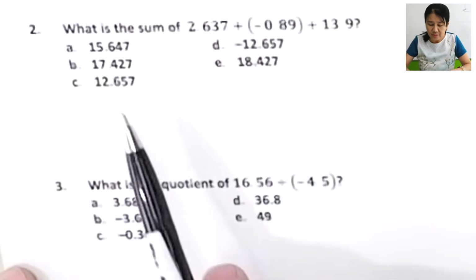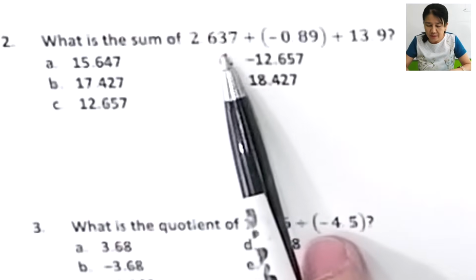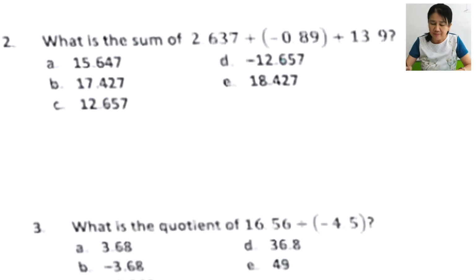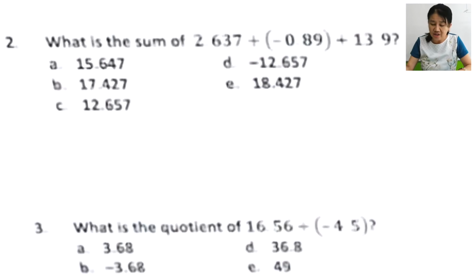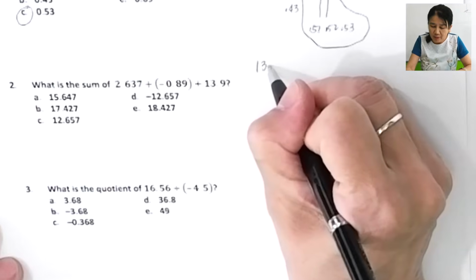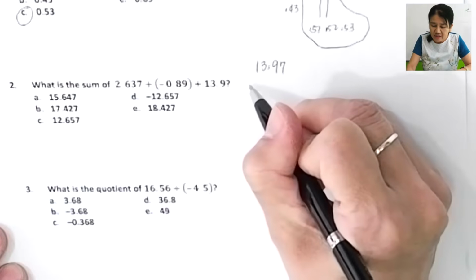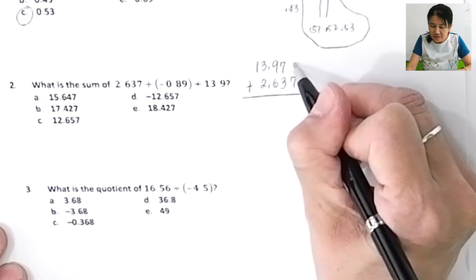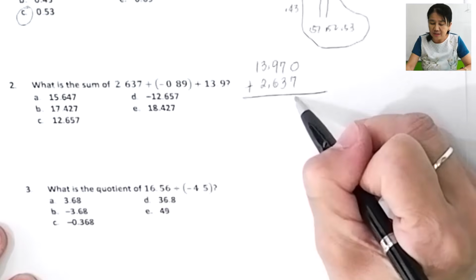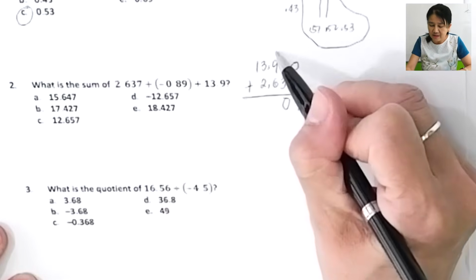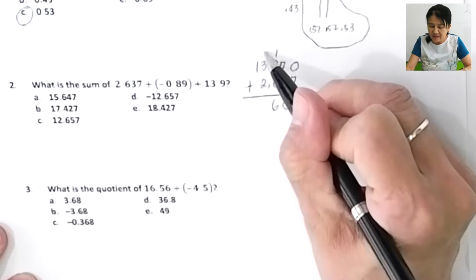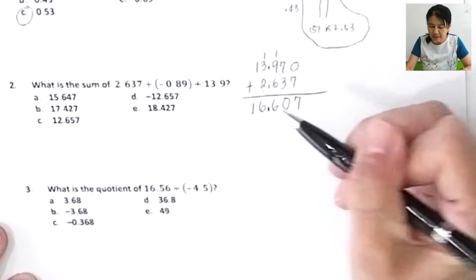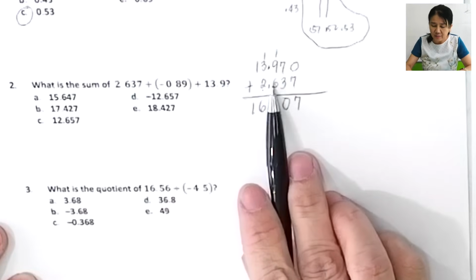Next, problem number 2. What is the sum of 2.637 plus negative 0.89 plus 13.9? Well, the easiest that I can suggest is for you to add first all the positive. 13.97, add 2.637, add them. So this means you have a 0 here. 0 plus 7 is 7. 7 plus 3 is 10, carry 1. 9, 10, 16, carry 1. 3, 4, 5, 6, 1. And then, copy the decimal point. Make sure that you align the decimal point here.